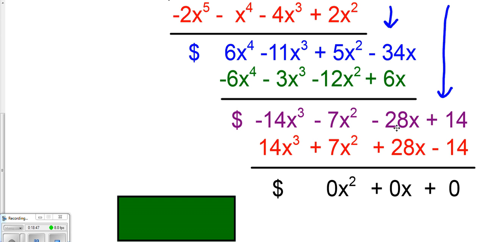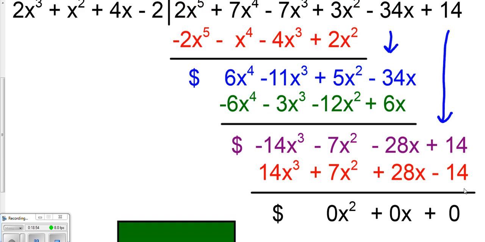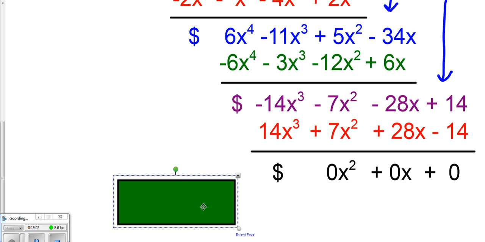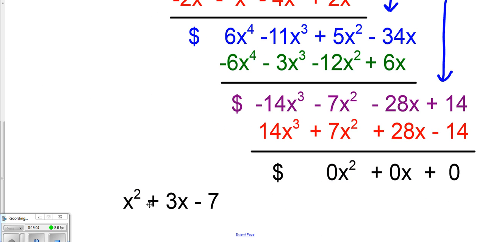These two become 0, these two become 0, these two become 0. That tells me that there is no remainder left over here. So this long polynomial divided by this one will come out to x squared plus 3x minus 7. Or again, you can write it all as 1, x squared plus 3x minus 7.